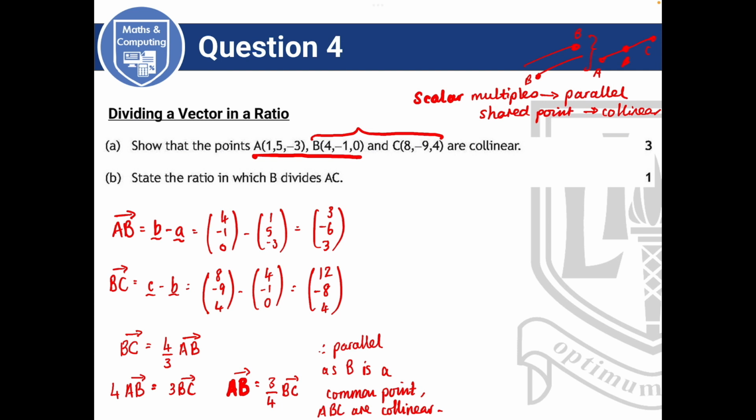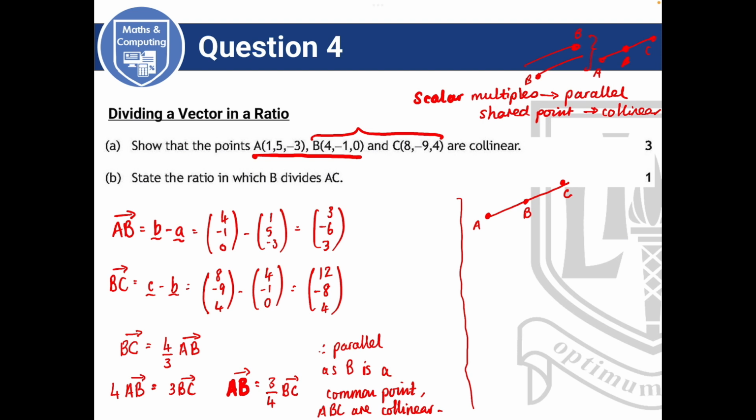Okay. Now, from there, we want to go on and do part B, which is asking you to state the ratio in which B divides AC. So if I were to do a wee sketch here of our A, our B, and our C, they look something like this. A and C we already know is one line, and we want to know how B splits it up. So we're going to investigate our x ordinates only.